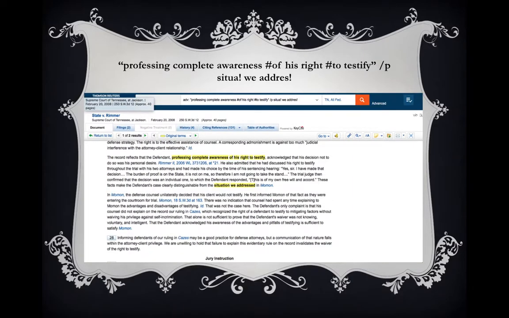And in this one, we use the quotes, within the same paragraph, and root expander again, but the new one we used is the within the terms of. So we have professing complete awareness within the terms of his right to testify within the paragraph of the situation we address. And here it shows where that pulled up.